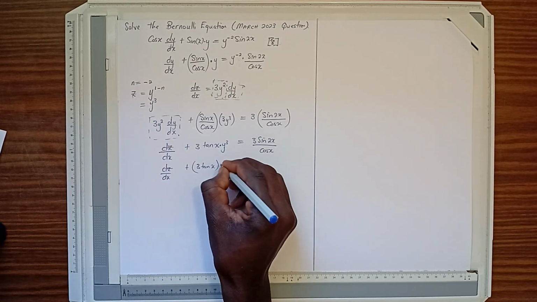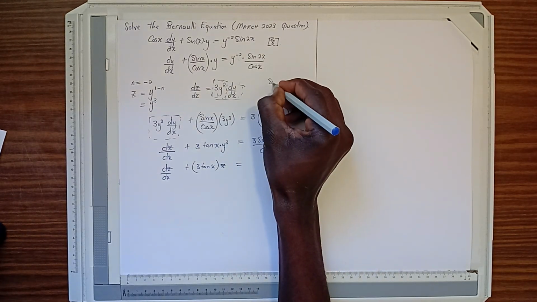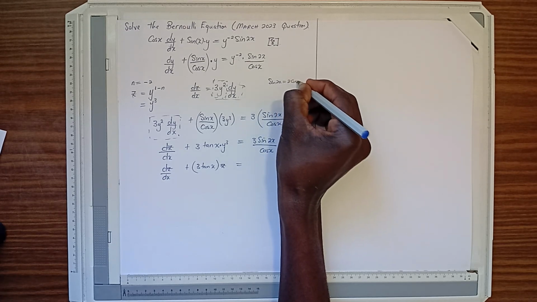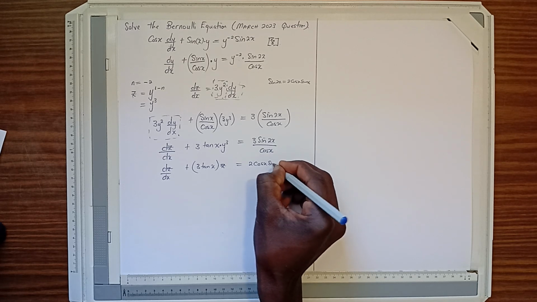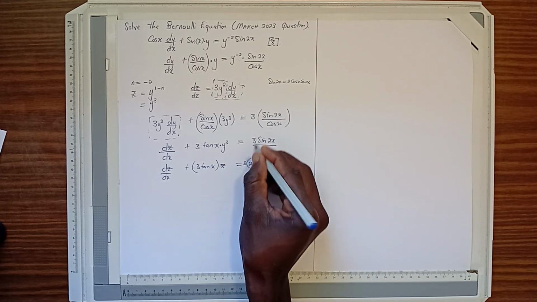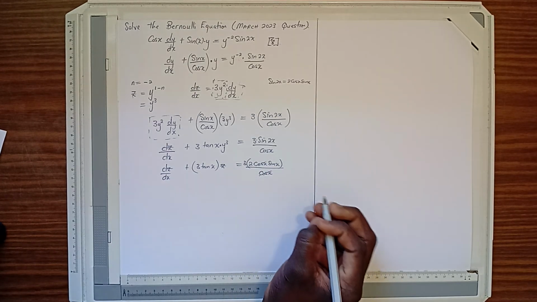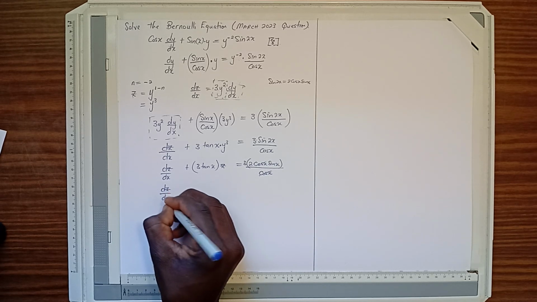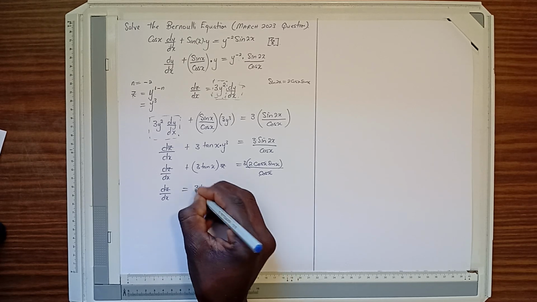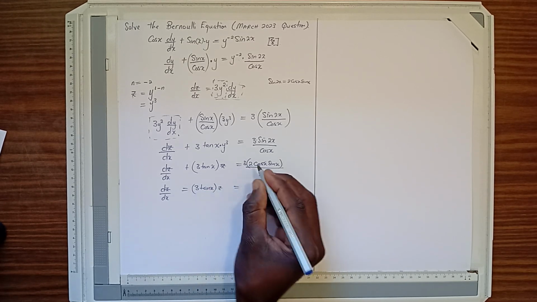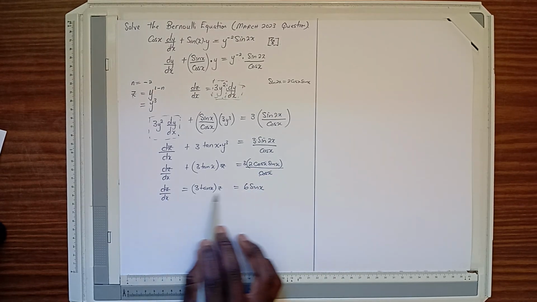So we substitute y cubed by what? By z. Here we know that the identity of sine 2x is equal to 2 cos x sine x. So we introduce 2 cos x sine x, multiplied by 3 all over cos x. Cos and cos will cancel each other. So we have dz over dx plus 3 tan x times z is equal to, here times here, we get 6 sine of x.